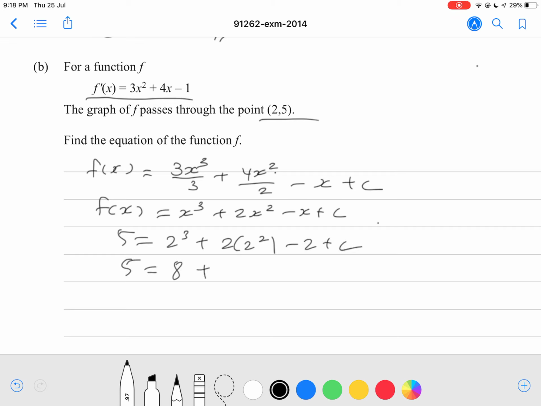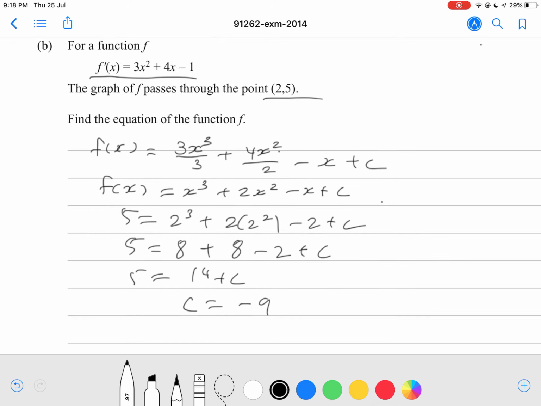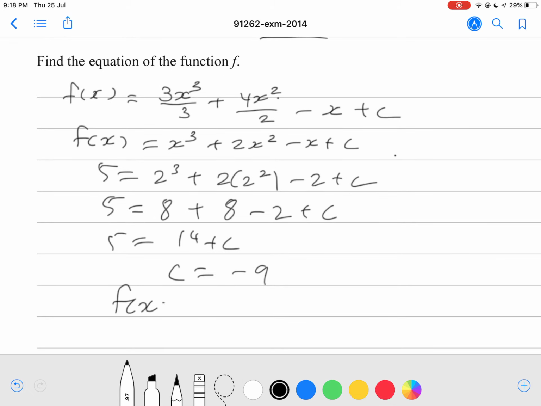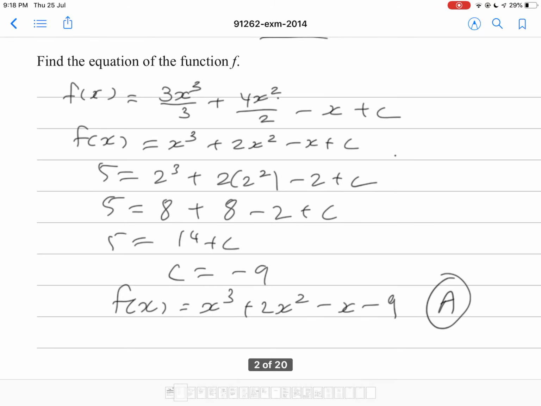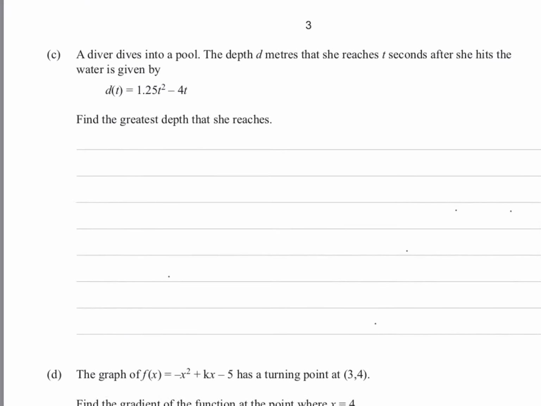That's 8 plus 8 minus 2 plus c. 5 equals 14 plus c. C therefore equals negative 9. So therefore, f of x equals x cubed plus 2x squared minus x minus 9. And that again is just an achieved question there. Two easy achieved questions to start.